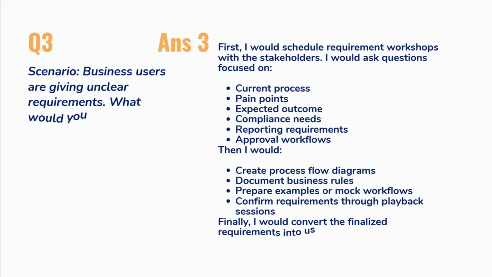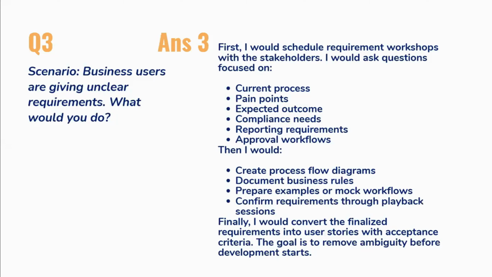Anyway, so question number 3, business users are giving unclear requirements. What would you do? So this is an interesting question, right? So now, first, you schedule a requirement workshop with the stakeholders and you ask questions focused on current process, pain point, expected outcome, compliance need, reporting requirement, and approval workflow.